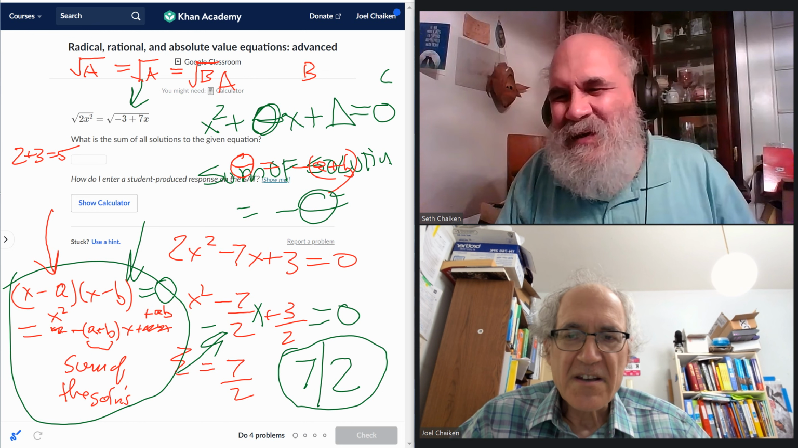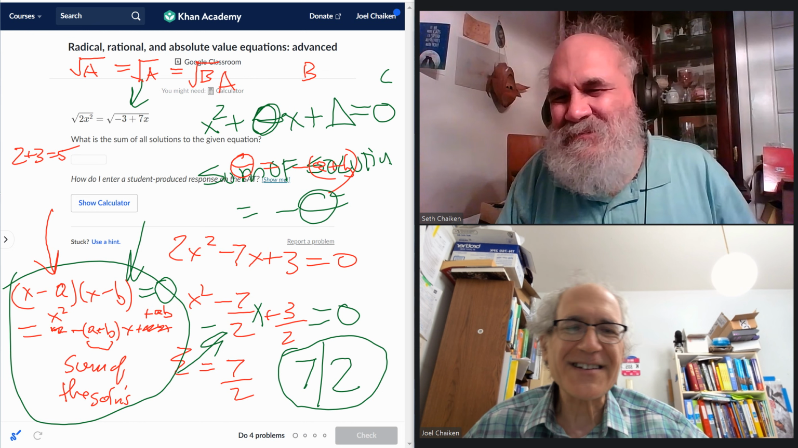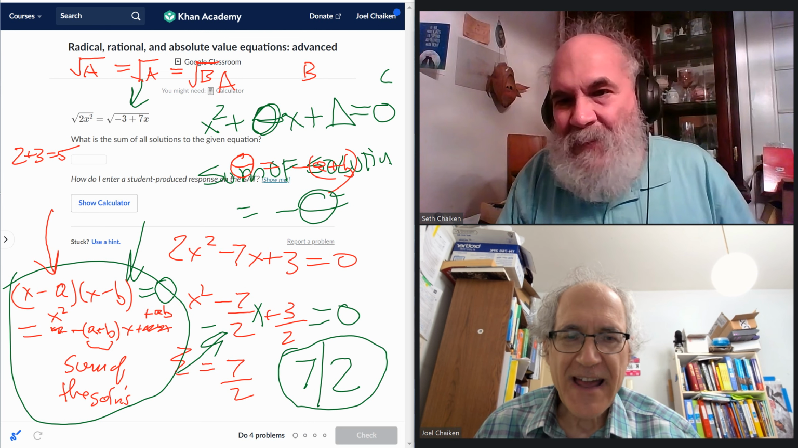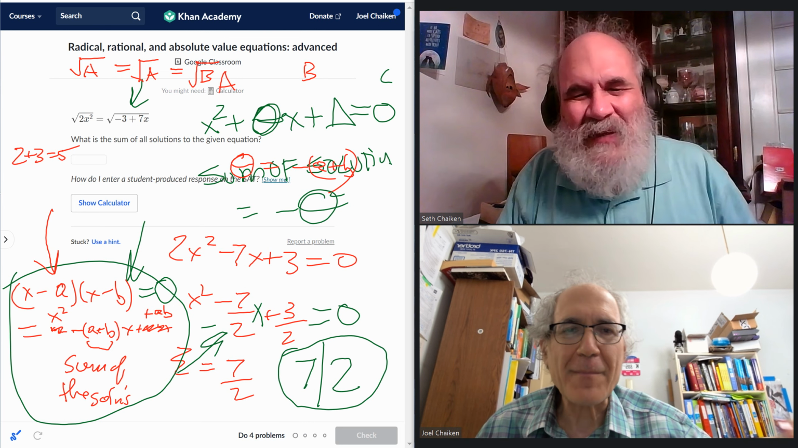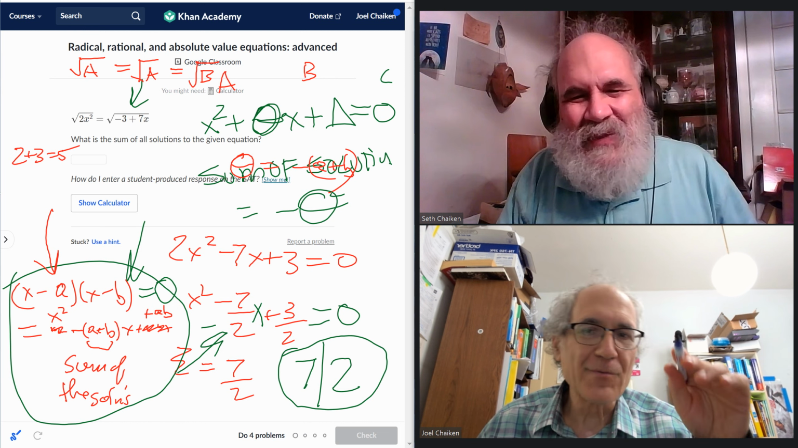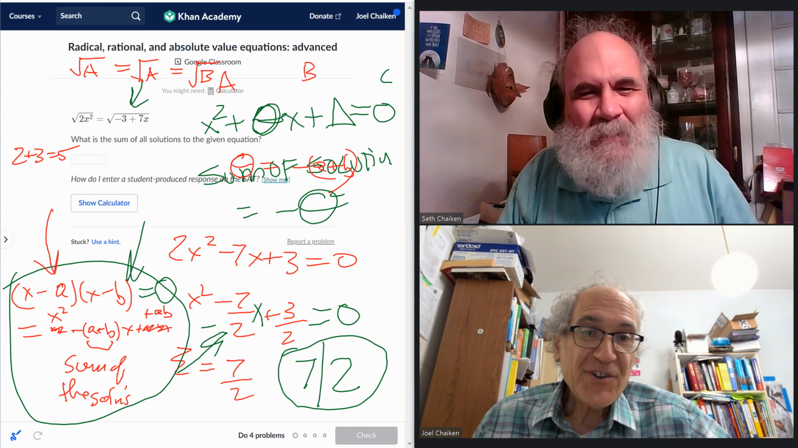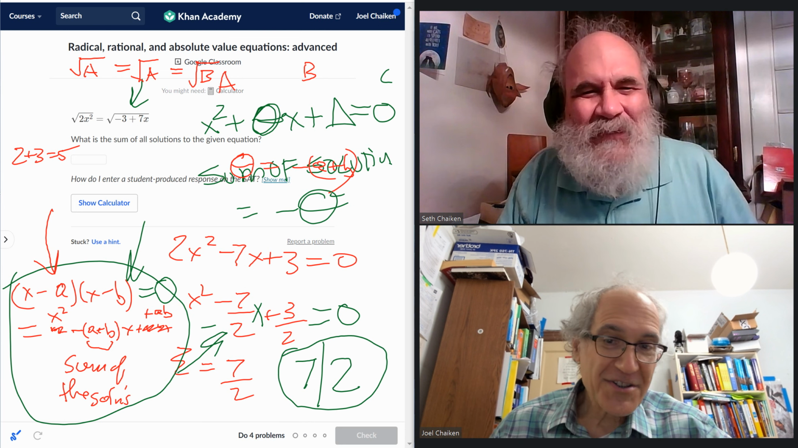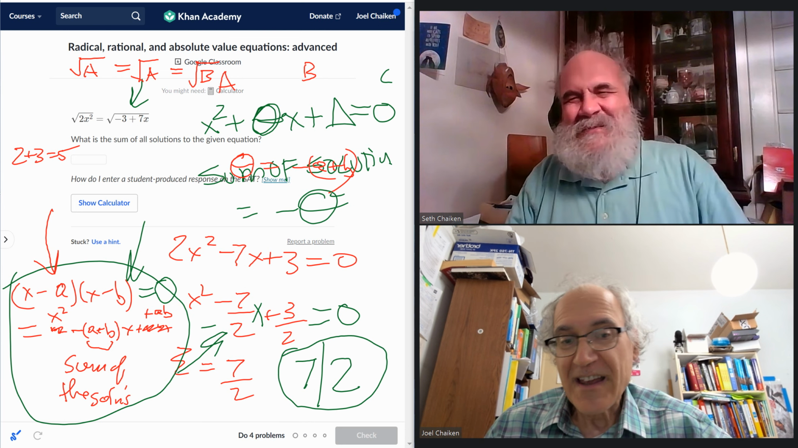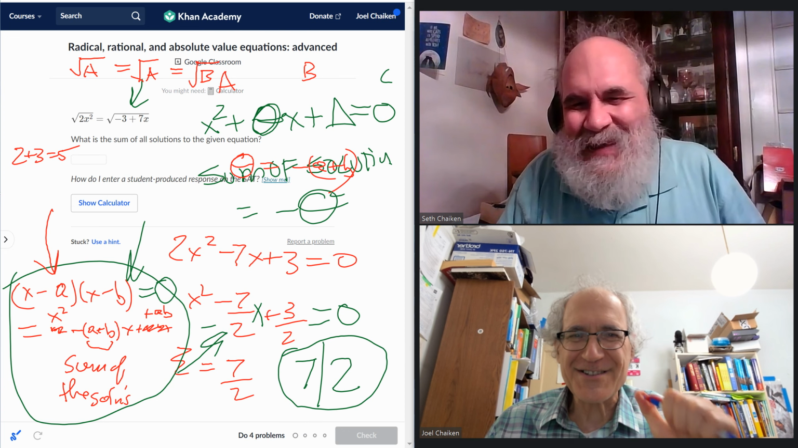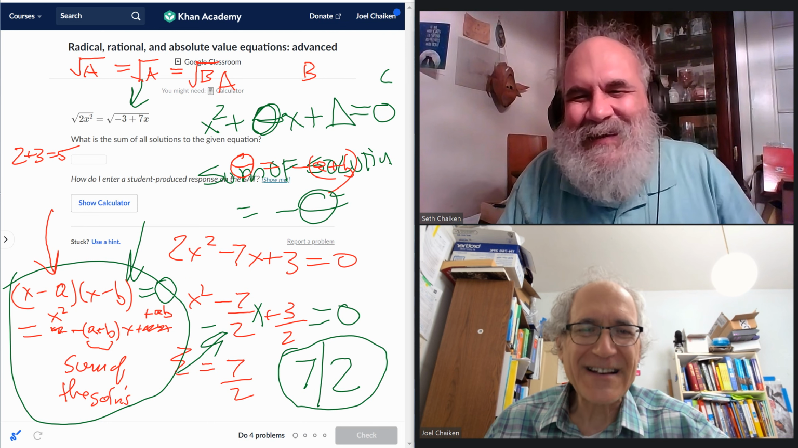So Seth is basically saying, understand where the rule comes from, because then it'll help you remember the rule. But I come from the engineering approach. If you don't want to bother wasting your time understanding it right now, just know the rule. The sum of the solutions of a quadratic equation is the negative of the middle term.